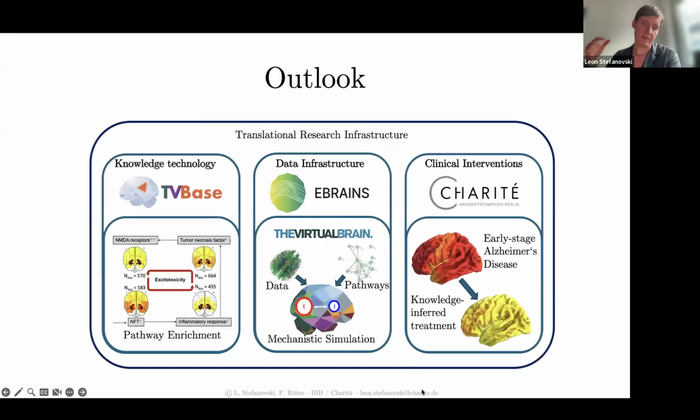And ideally, this comes together in a research infrastructure that in the end links the research from really basic research with knowledge technology on the molecular side, state-of-the-art data in a safe infrastructure with state-of-the-art computational power directly to the clinical units, improving clinical routine and developing new clinical interventions.